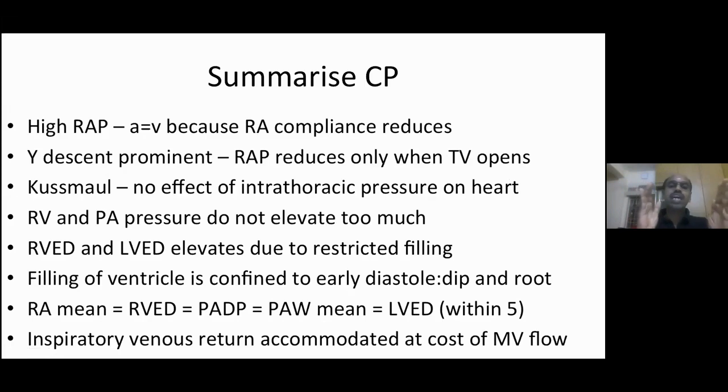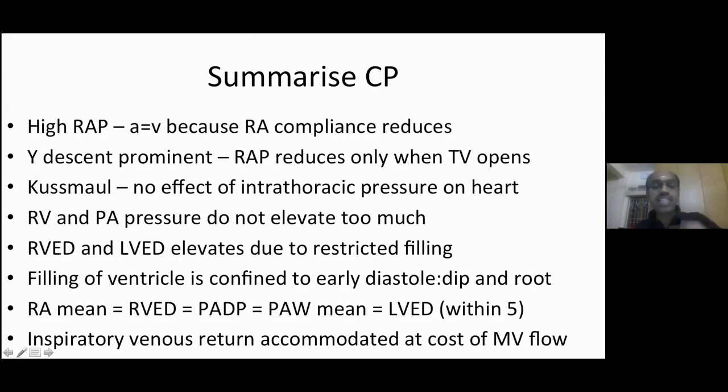Intrathoracic pressure and intracardiac pressure are separated. RV and PA pressure do not elevate much because of the lower cardiac output. There is not much RV and PA flow to cause a higher PA pressure, which is seen often in restrictive cardiomyopathy. LVED and RVED elevate due to restricted filling, and both are matching. Filling of the ventricle is confined to early diastole, causing the dip and square root. Already we mentioned RA mean, RVED, PA diastolic, PA wedge mean, LVED, all are within 5 millimeters of mercury.